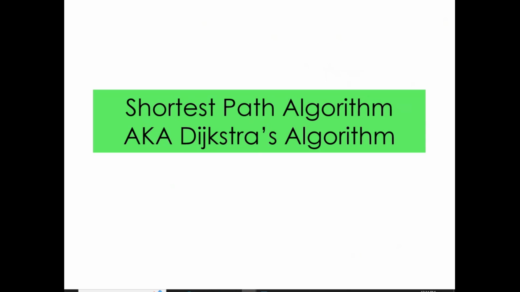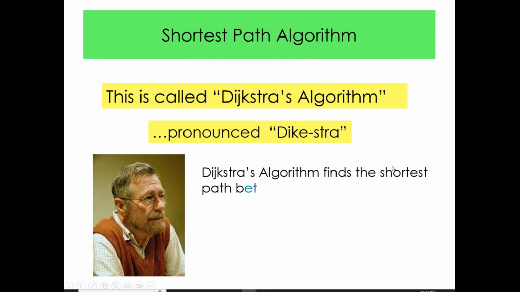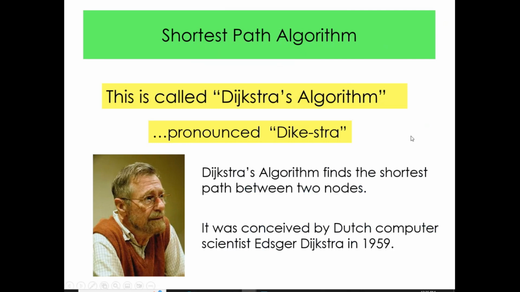This next algorithm is called Dijkstra's algorithm, or the shortest path algorithm, and it's different to Prim's and Kruskal's algorithm in that it doesn't find the minimum spanning tree, it finds the shortest path from one node to another through a network. It was invented by this guy, Mr. Dijkstra.